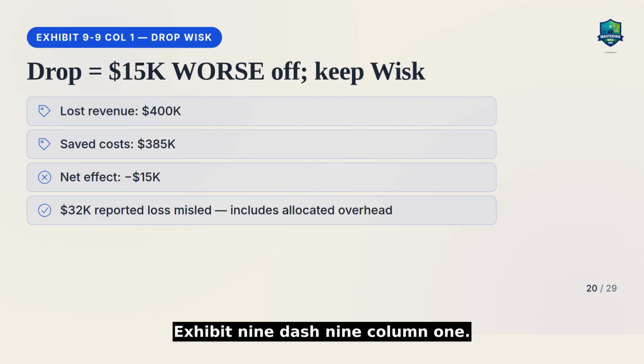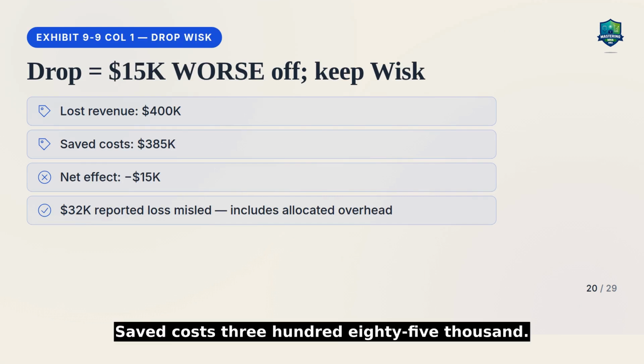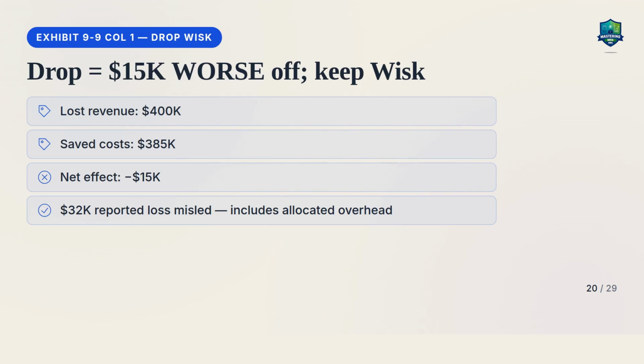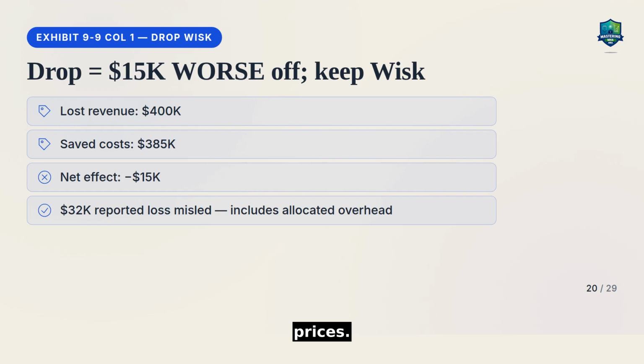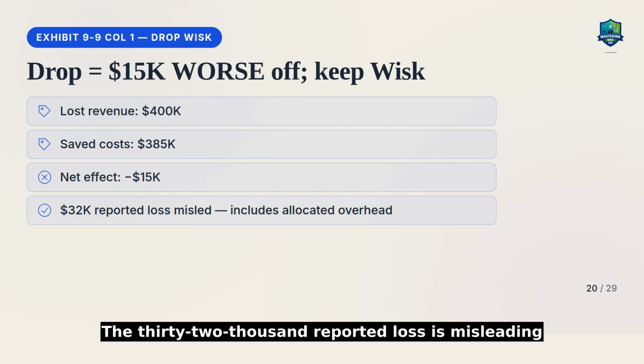Exhibit 9-9, column 1. Lost revenue $400,000. Saved cost $385,000. Net operating income effect minus $15,000. Dropping Whisk makes Allied West $15,000 worse off. Keep Whisk. Find ways to make the account more efficient. Bigger orders, fewer deliveries, higher prices. The $32,000 reported loss is misleading because it includes allocated overhead that doesn't actually go away.